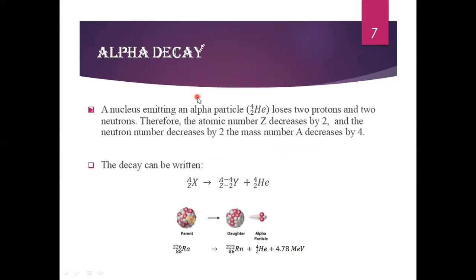First of all, alpha decay. A nucleus emitting an alpha particle loses two protons and two neutrons. Therefore, the atomic number decreases by 2, the neutron number decreases by 2, and the mass number A decreases by 4. Here is the equation of alpha decay, where X is the parent nucleus and Y is the daughter nucleus. The parent nucleus decays by emitting an alpha particle, and the daughter nucleus has its mass number decreased by 4 and atomic number by 2.